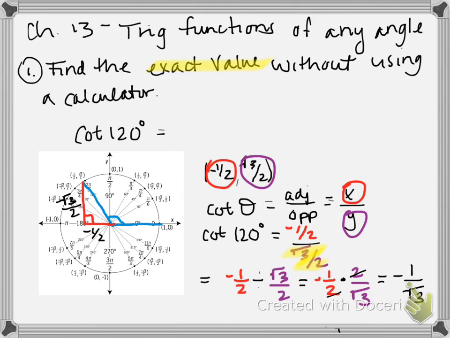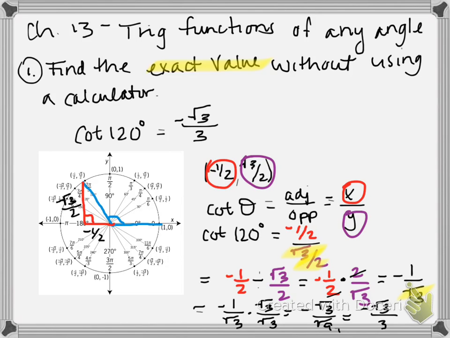Well, this looks better, but I still have root 3 in the denominator. So I need to take this one more step. I have to multiply by root 3 over root 3, because this will give me negative root 3 over root 9. The square root of 9 is just 3, so I end up with negative root 3 over 3. So I can tell now that my final answer for cotangent 120 degrees is negative root 3 all over 3.